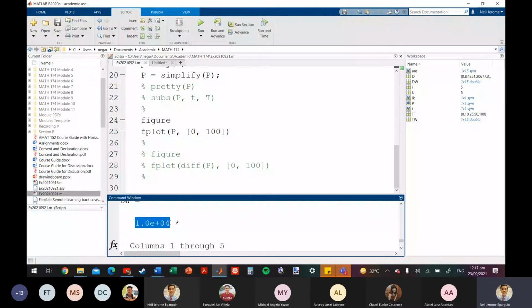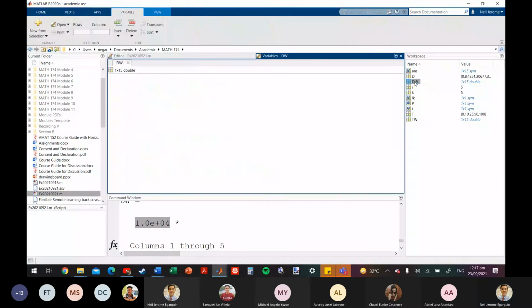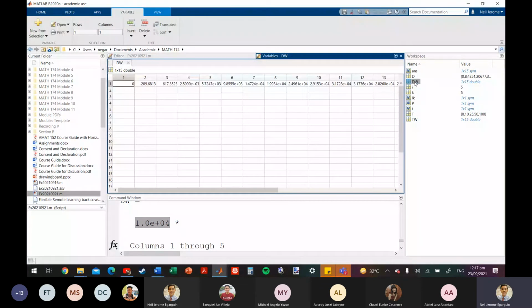Another way to see the results rather than the command window is through the workspace. Punta kayo sa workspace, dun sa kanan na panel. Makikita nyo si DW rito along with all the variables that we have computed. You can double-click on the variable name. So ito, i-double-click ko si DW sa workspace. Mag-open ng bagong tab si MATLAB beside my editor. Tapos makikita nyo na naka-parang Excel yung results.